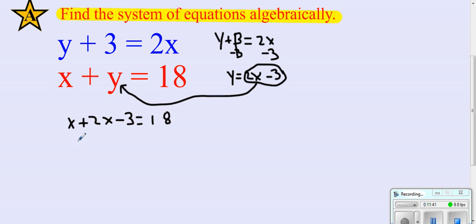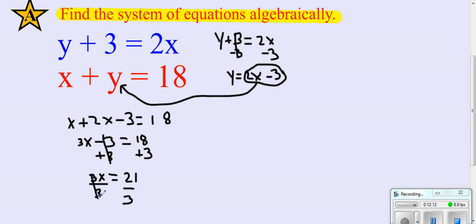So x plus 2x, since they're on the same side, is 3x. Bring down the minus 3. Bring down the 18. Remember, this is substitution. You're adding 3 on both sides, and you get 3x is equal to 21. Divide by 3, again, getting the x alone, and x equals 7.